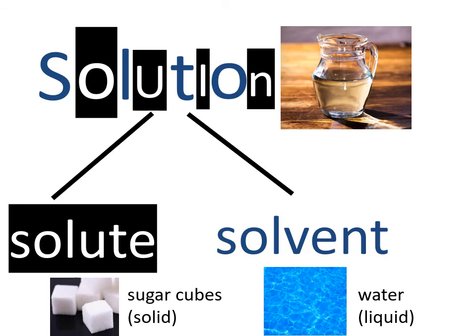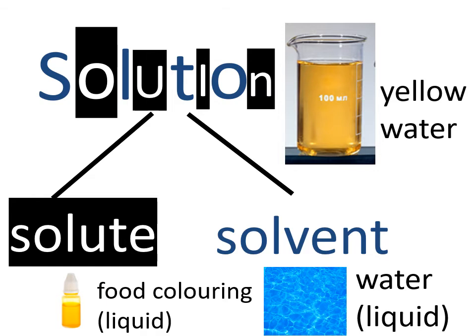Here's another way to look at that. A solution is a mixture with a substance that can dissolve. Here's another example of a solution. It's yellow water. It's not cloudy. You don't see the food coloring on top of the water or on the bottom. It's spread throughout. It's what we call a uniform substance.